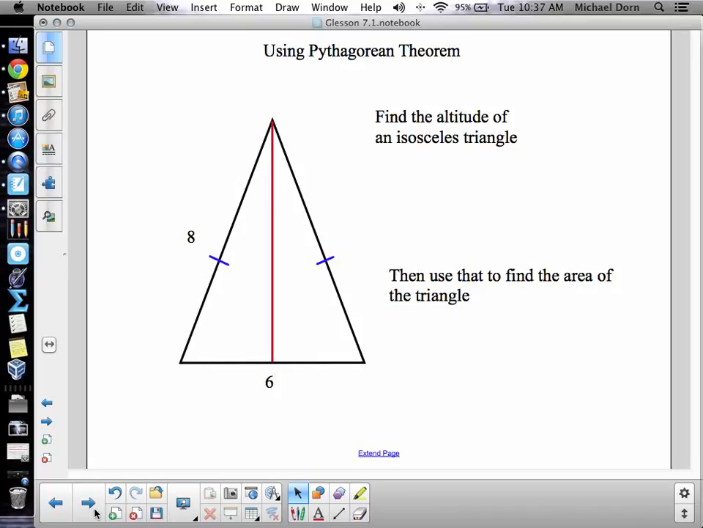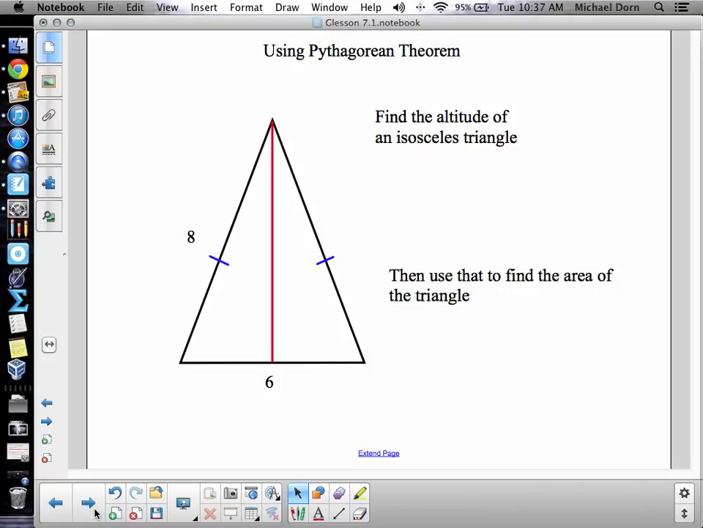How do we use it? Pythagorean theorem is often used in things like this. Find the altitude of this right triangle. And from that, maybe find the area of this triangle. Or isosceles triangle, excuse me.